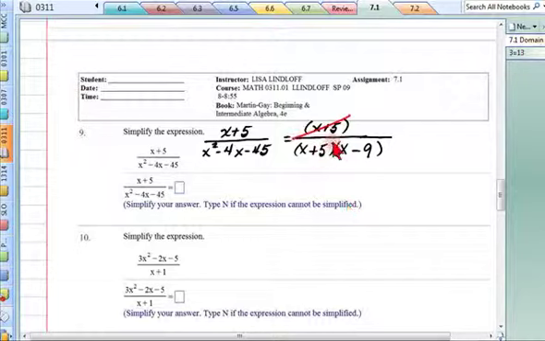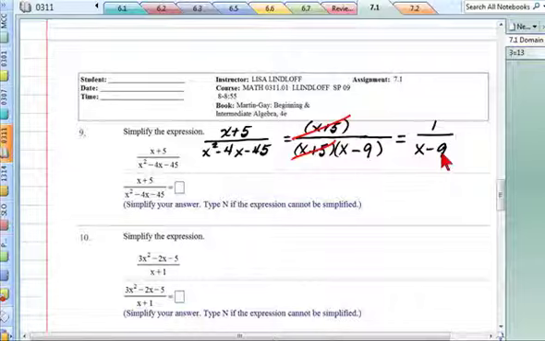All right, but in this one, the x plus 5's divide out, and what will I write as my answer? Okay, 1 over x minus 9. If you leave out the 1, is that a problem? Yes. A numerator of 1 must be written. A denominator of 1 can be implied.